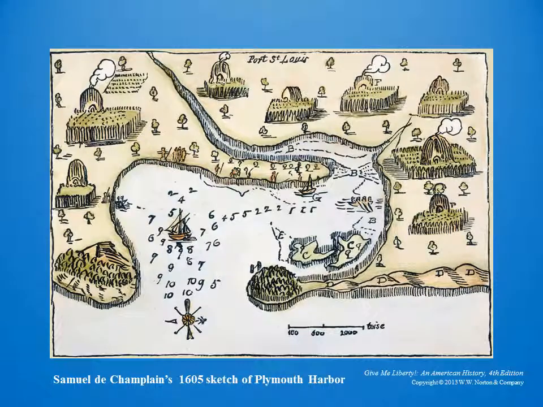This is Samuel de Champlain's 1605 sketch of the Plymouth Harbor. This was made when he was exploring the coast of modern-day New England in search of a site for French settlement. This shows the area dotted with wigwams and fields of corn, squash, and beans. By the time the Pilgrims had arrived in 1620, epidemics had destroyed this thriving Indian community.